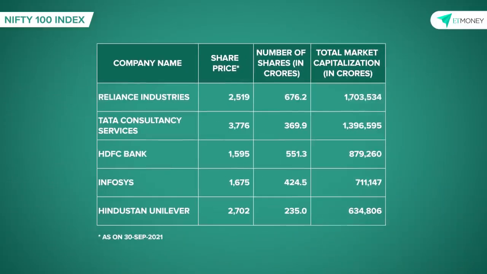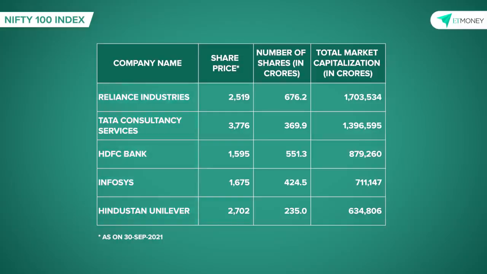Let's understand this with an example. So here's a list of the 5 largest companies by total market capitalization: Reliance Industries, TCS, HDFC Bank, Infosys, and Hindustan Unilever. As expected, all these companies are a part of the Nifty 100, and what we now want to do is to define their weight in the Nifty 100 index.